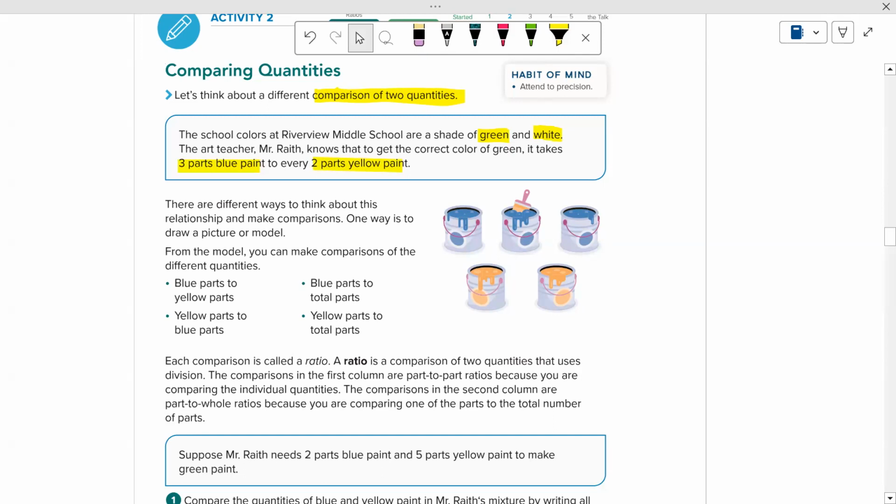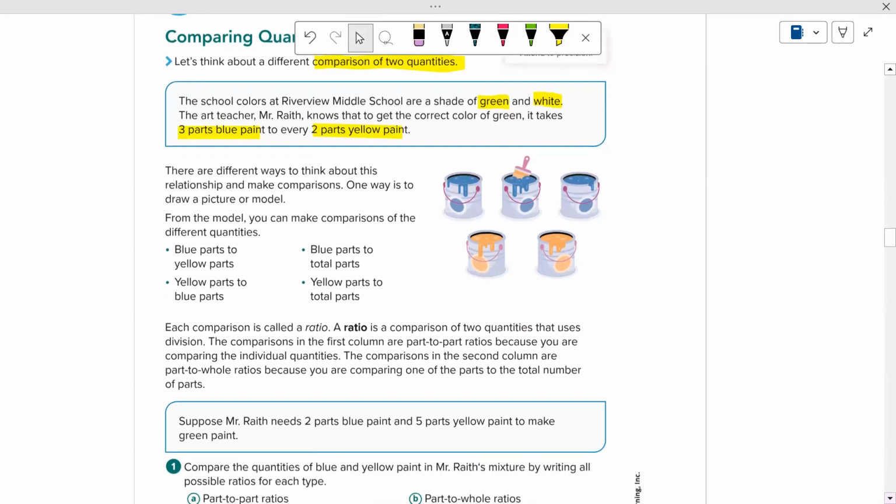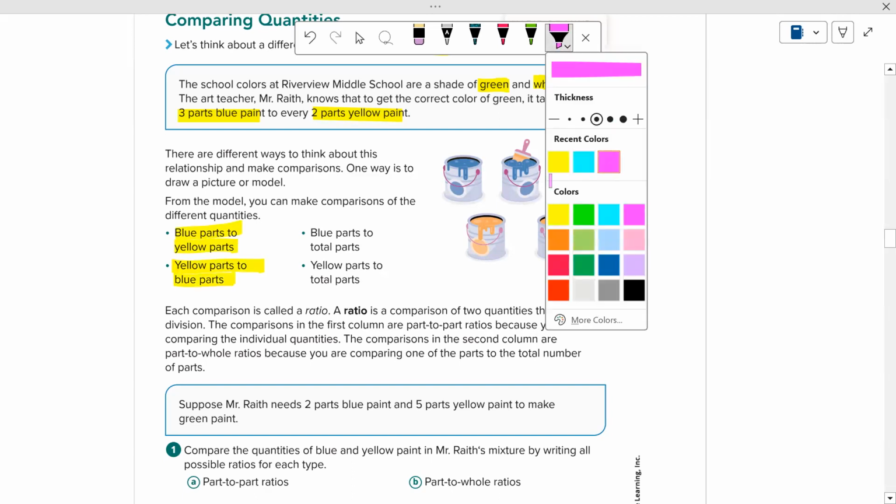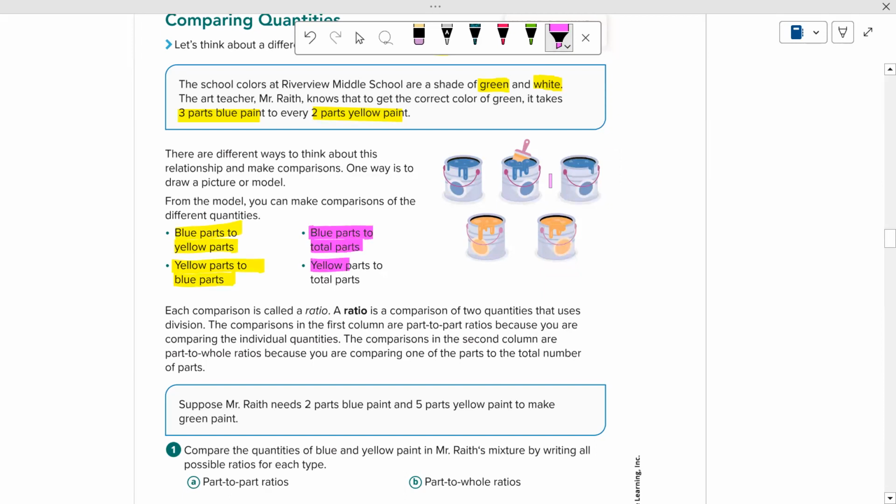So that's interesting. There's some key information we've highlighted. Notice I like the colors here, the 3 blue, 2 yellow. There are different ways to think about this relationship and make comparisons. One way is to draw a picture or a model. From the model, you can make comparisons of the different quantities: blue parts to yellow parts, yellow parts to blue parts, blue parts to total parts, yellow parts to total parts.